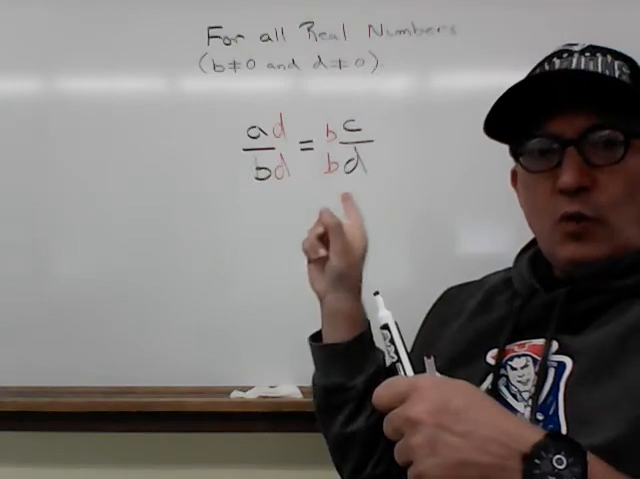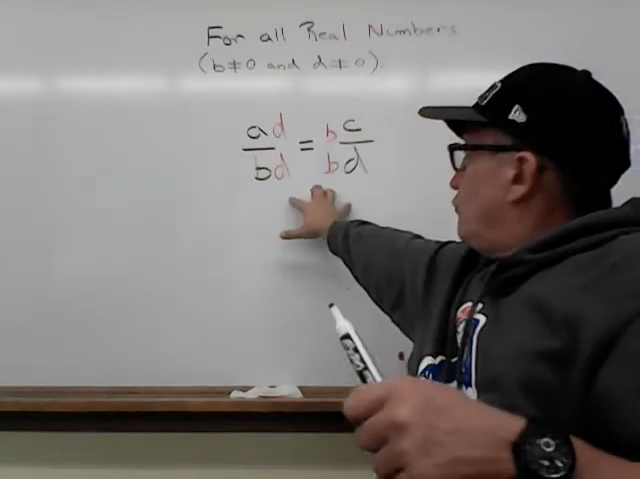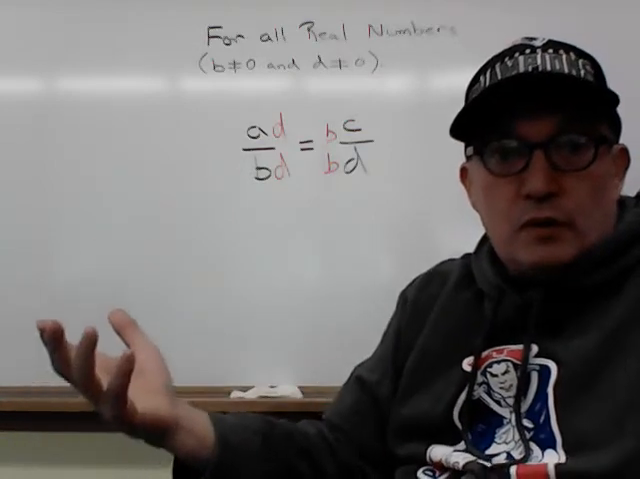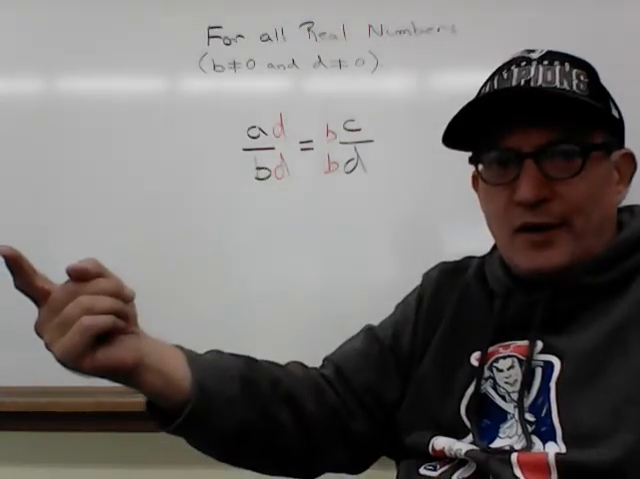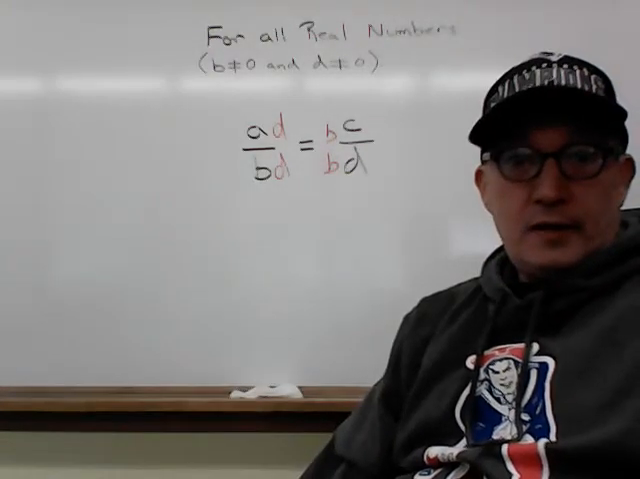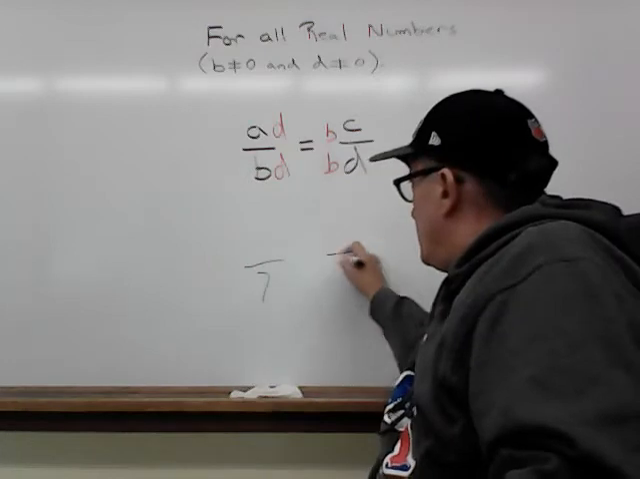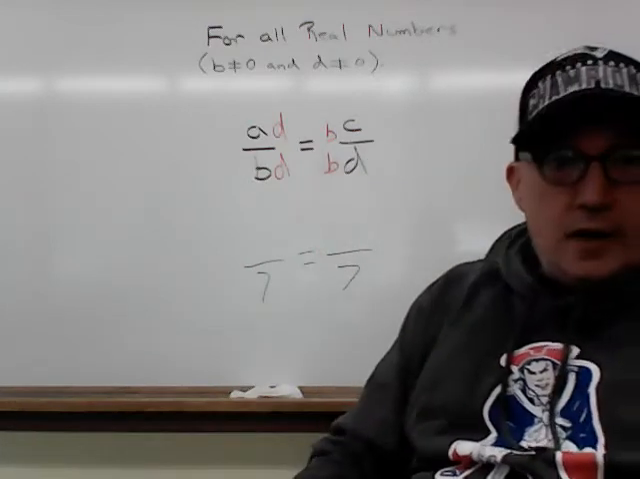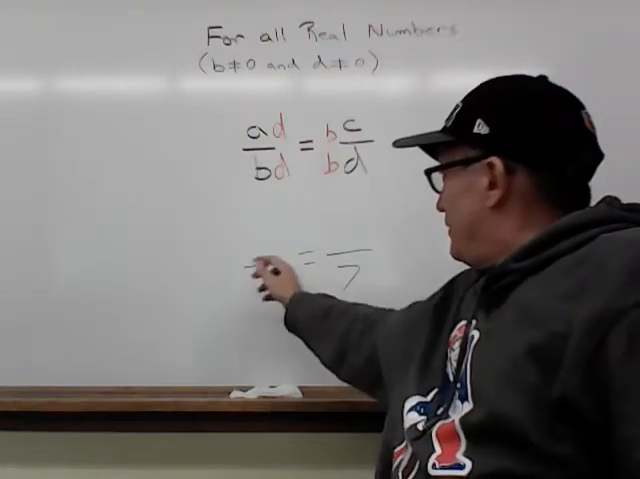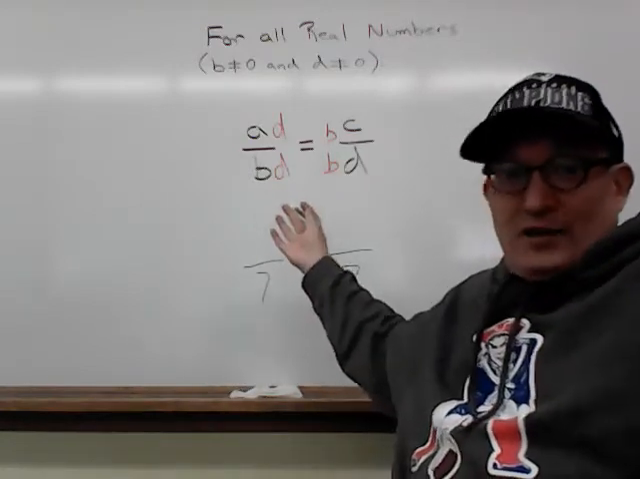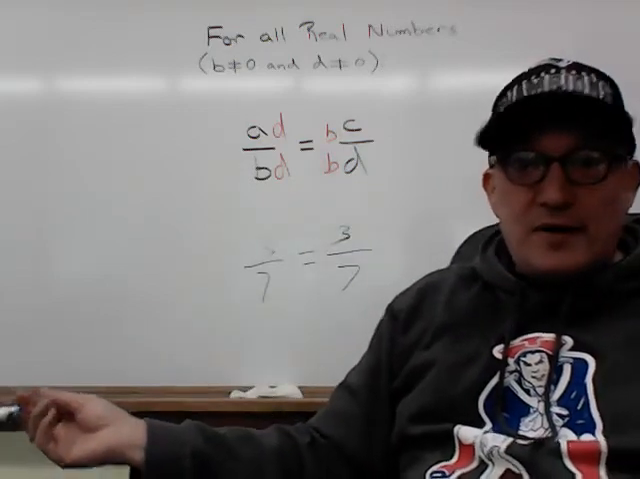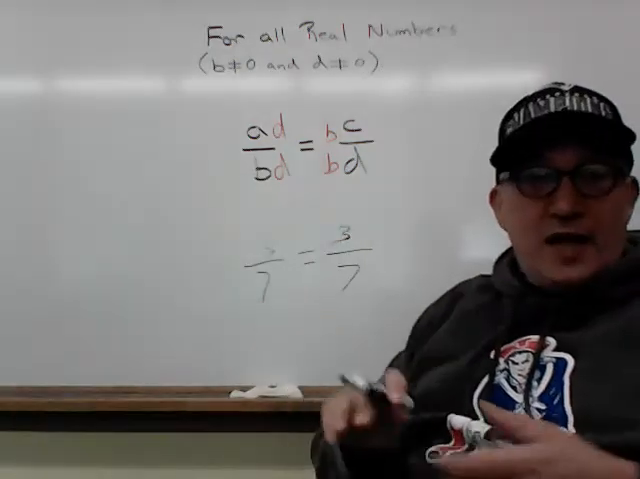What is the only way that these two fractions with the denominator of BD can be equal? Think about it. They have the same denominator. What's the only way they can be equal? If the numerators are equal, right? If you've got 7 as your two denominators, the only way that these two fractions can be equal is if the numerators are the same. I can't have a 3 here and a 4 here. They wouldn't be the same.